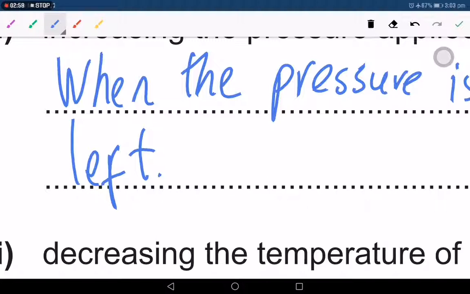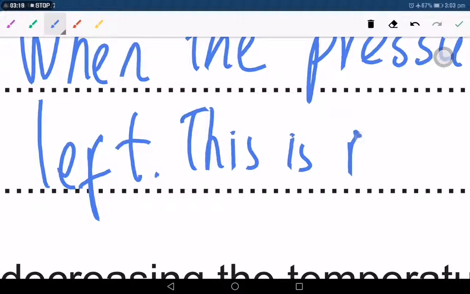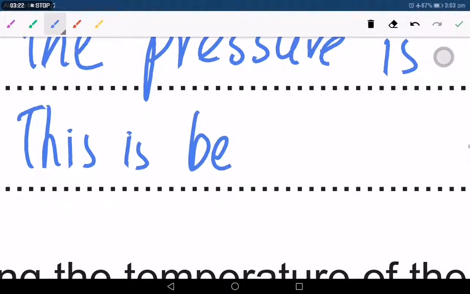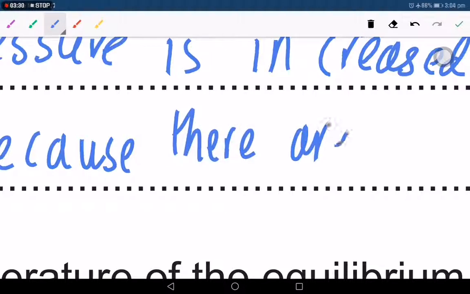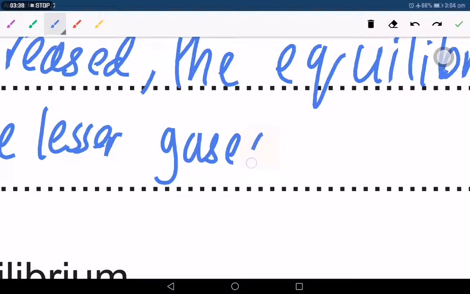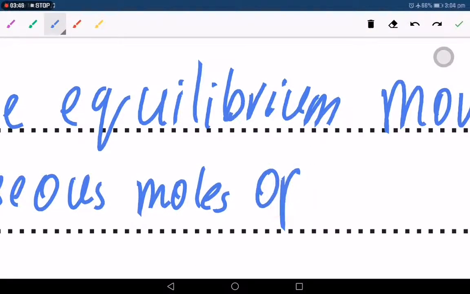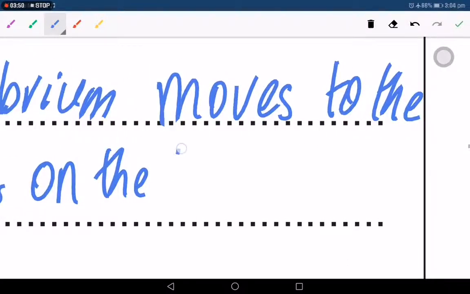Now, I don't have to mention anything about the yield because they haven't asked for it. So you must know the equilibrium position is the same as the yield, but I just told you that as a trick. You don't have to mention the word yield in your whole answer. This is because there are lesser gaseous moles on the left side of the equation, the LHS. So that's about it.